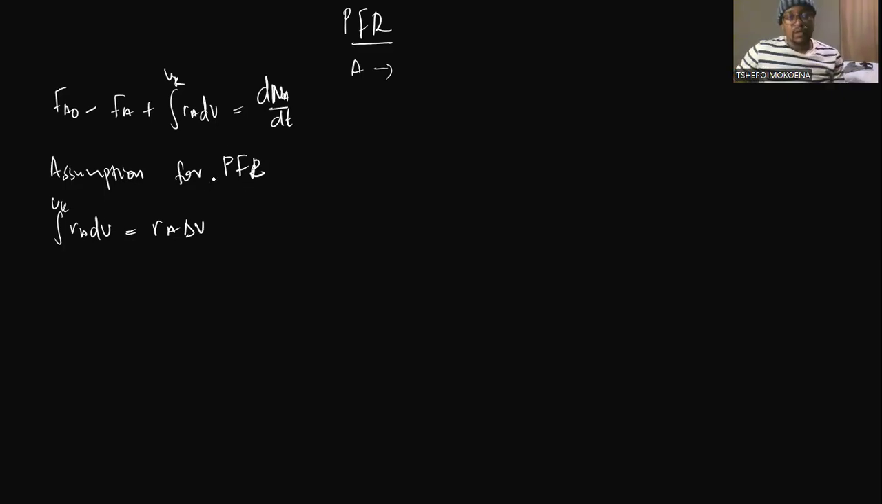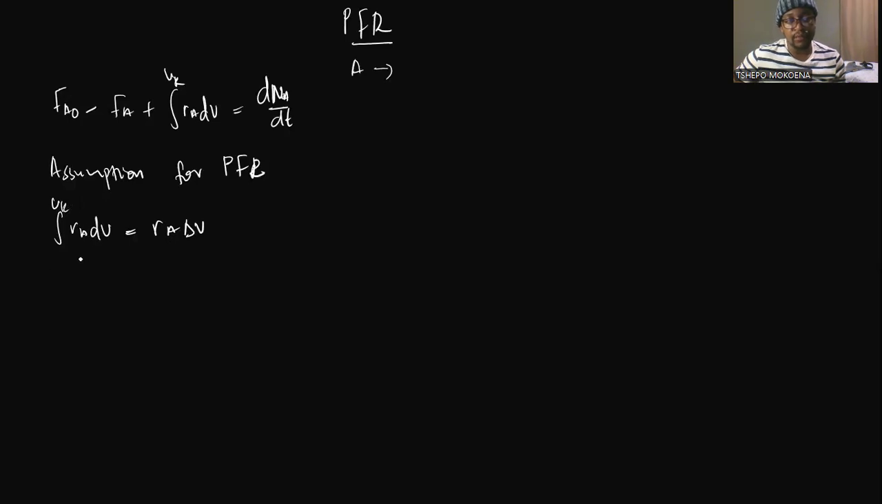Where was I? I was saying the reason why we're writing this is because we are looking at the concentration, and we are also looking at the rate of reaction that vary with space. So at this point, we're just gonna let this integral form of RA dV be equal to RA ΔV, because of the reason that I gave you: the concentration and the rate of reaction vary with space.